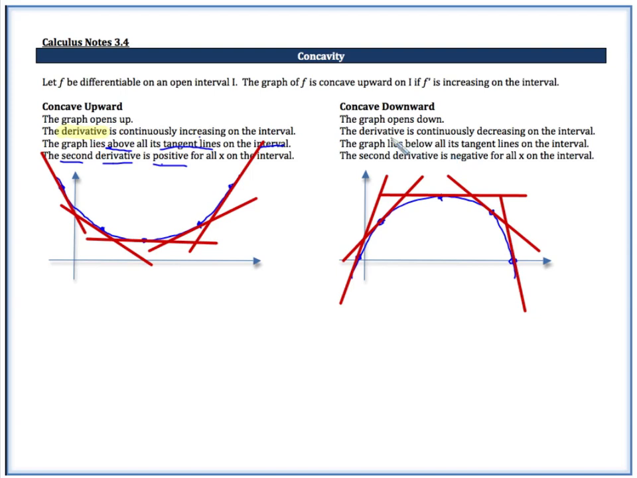So what happens here is the graph is going to lie below all of its tangent lines. You can see here that the graph is completely underneath all the tangent lines. And it turns out that the second derivative is negative for all the x's on the interval.